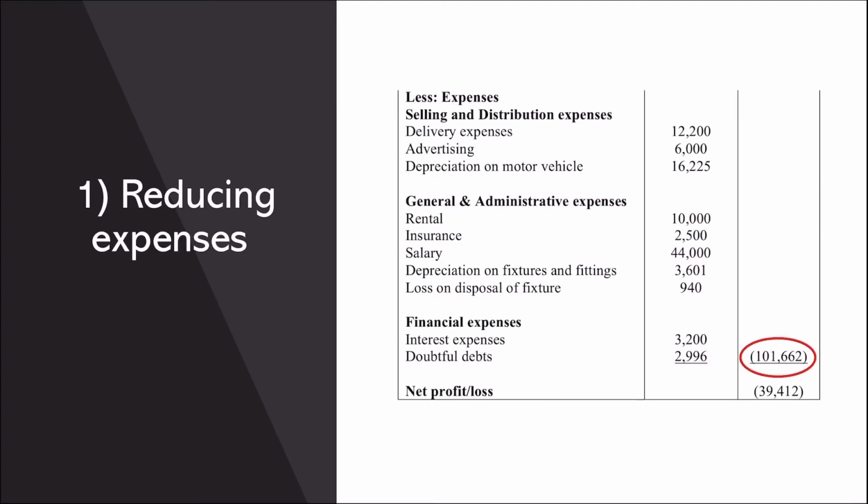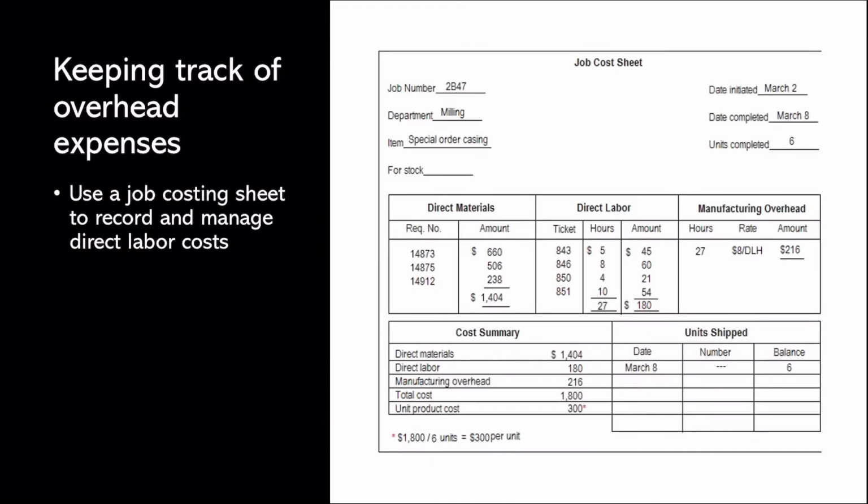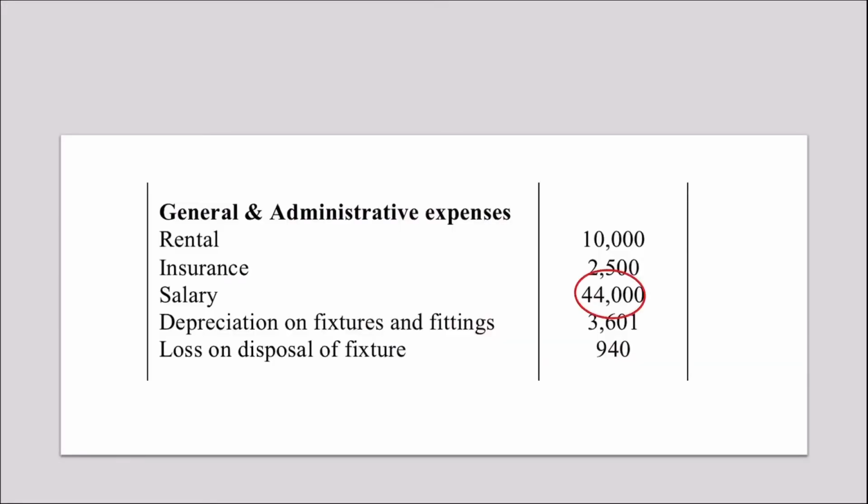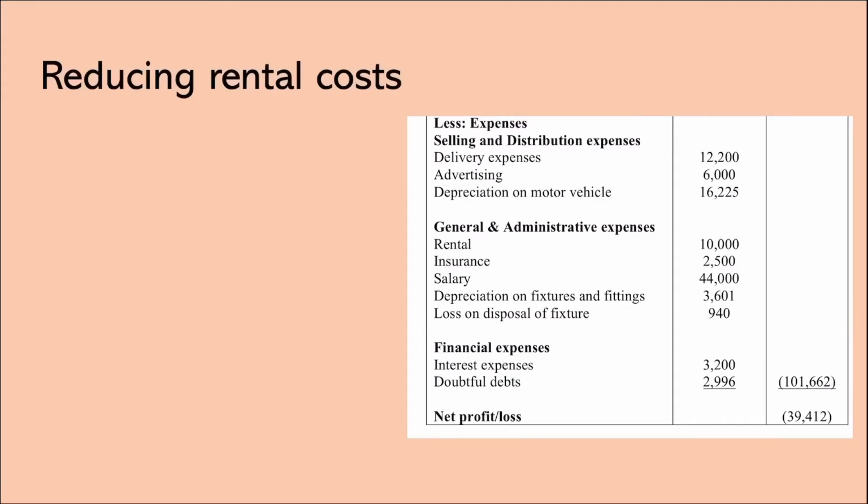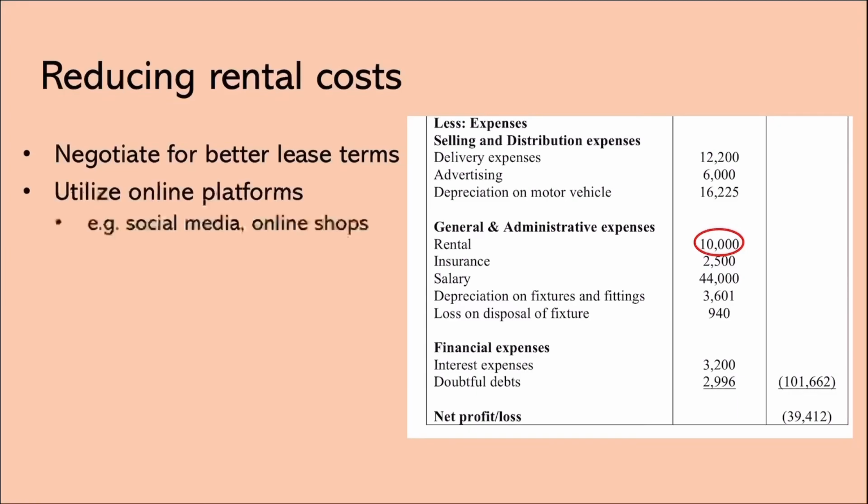Firstly, the business can start by keeping track of the overhead expenses such as labor costs by using a job costing sheet. This helps to manage the labor costs and reduce expenses on salary. To reduce rental costs, the owner can ask for better lease terms or go mobile to save on office space. This is because baked goods can easily be sold online.